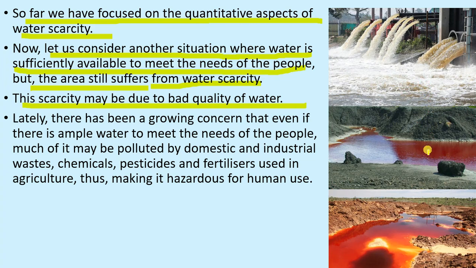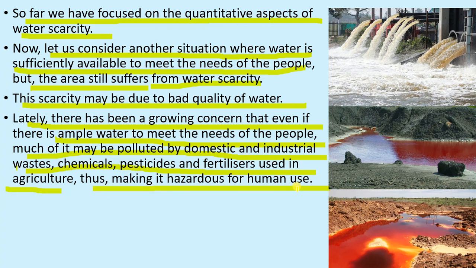You can see in these pictures how industrial effluents and chemical wastes are destroying the water quality. Can anybody, can any animal drink such water? Of course not. Water is there, but not fit for drinking. Lately there has been a growing concern that even if there is ample water to meet the needs of people, much of it may be polluted by domestic and industrial waste, chemicals, pesticides and fertilizers used in agriculture, thus making it hazardous for human use.